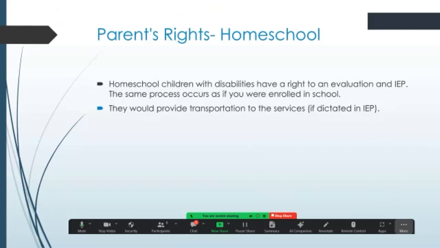You would just need to provide transportation to the services if it's dictated in the IEP, or if they show that they need so many minutes with the special ed teacher, you would have to provide the transportation to and from those services as is dictated in the IEP. So you still have the ability to homeschool your child and still have a right to access the evaluation and IEP process through the school district, just as if you're enrolled in that school for their services.